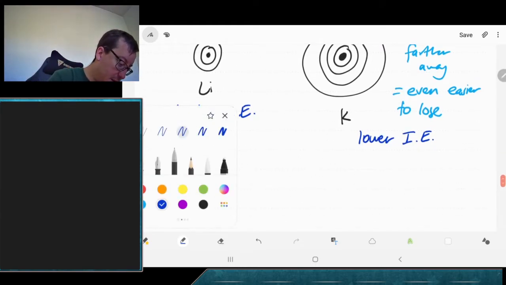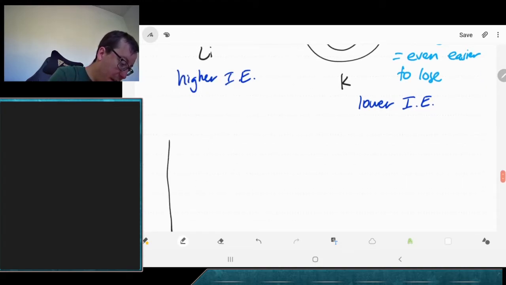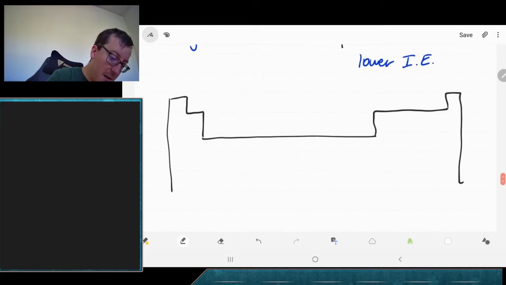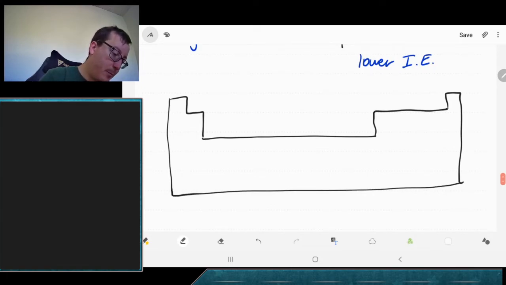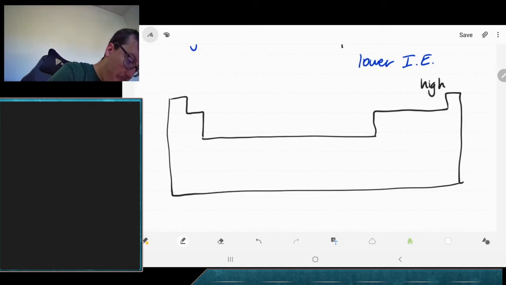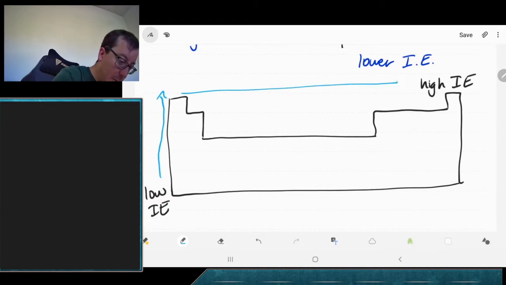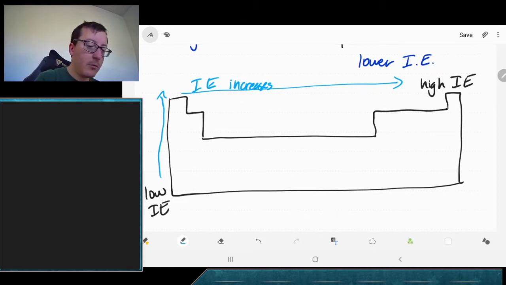And so the trend for this, depending on how we want to talk about it, we're still looking at the same extremes. We're still comparing helium and francium there. So francium is going to have our lowest one. So if we're looking at ionization energy, it increases as we go up and to the right. As we go farther up and to the right of our periodic table, we're going to see that things will get higher and higher in terms of their ionization energy.